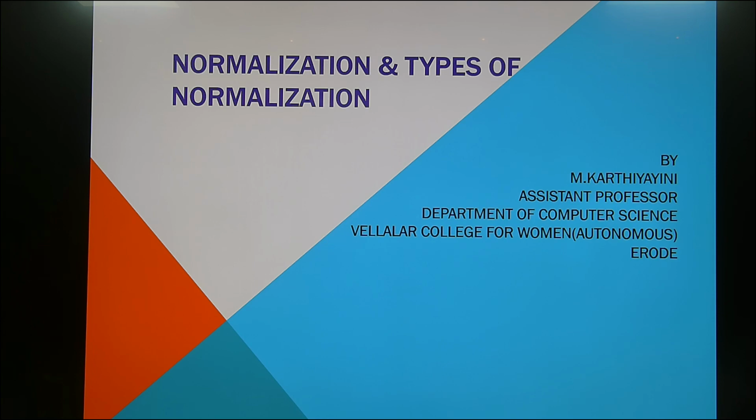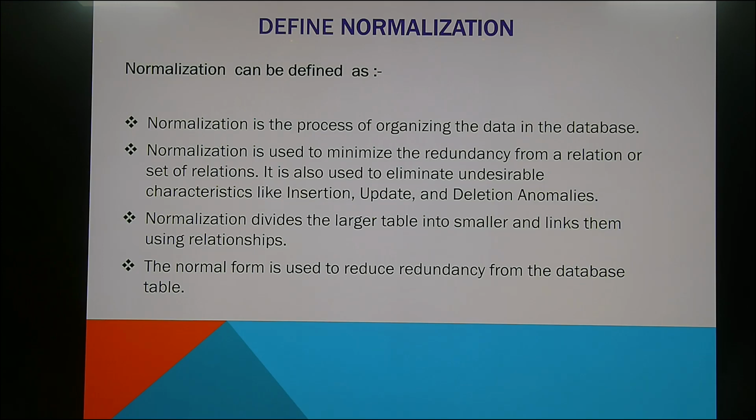Now I am going to explain normalization and types of normalization in RDBMS. Define normalization. Normalization is a process of organizing the data in the database. It is mainly used to minimize the redundancy from the database, and it is also used to eliminate the insertion, updation and deletion anomalies. Normalization mainly divides a large table into smaller tables and links them using relationships. The normal form is used to reduce redundancy from the database table.